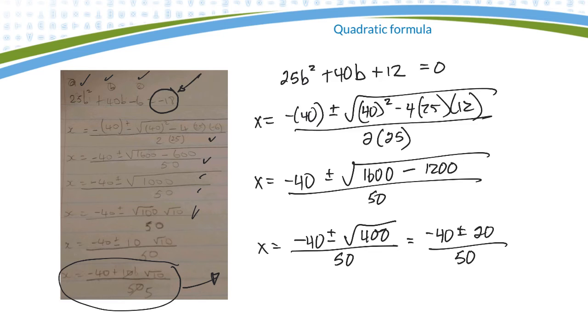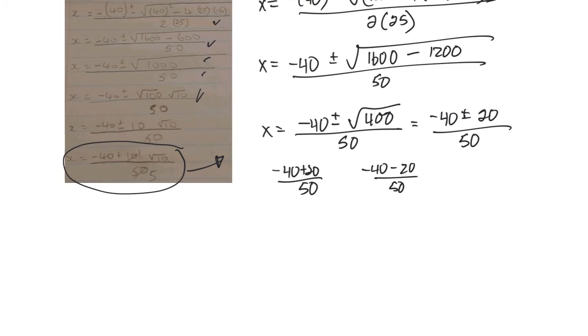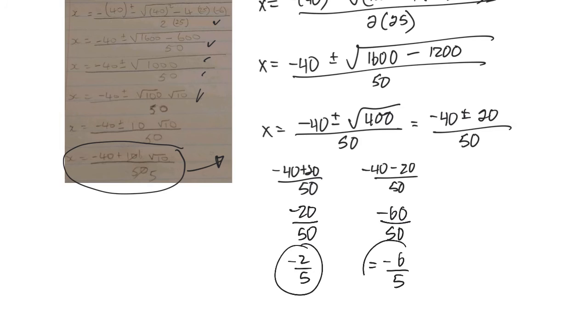Okay, so I have negative 40 plus 20 over 50, and I have negative 40 minus 20 over 50. Just going down here a little bit. So minus 40 plus 20 would be minus 20 over 50, which would be minus 2/5. And this one would be minus 60 over 50, which would be minus 6/5. Okay, so those would be my two answers.